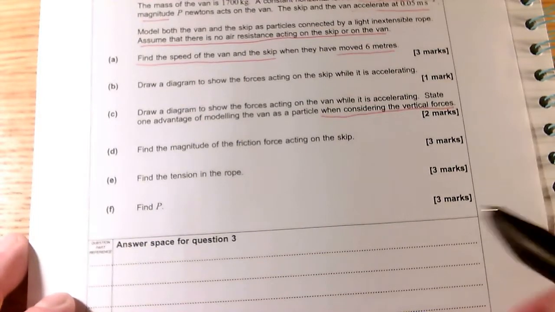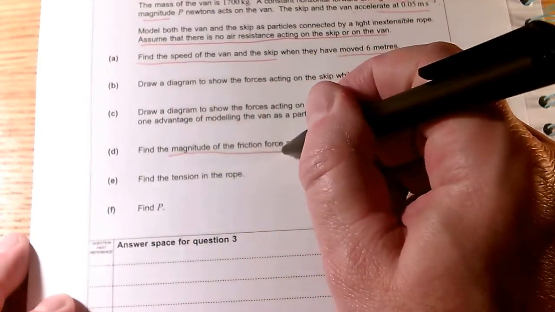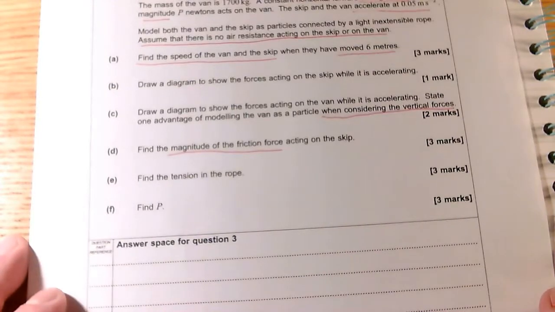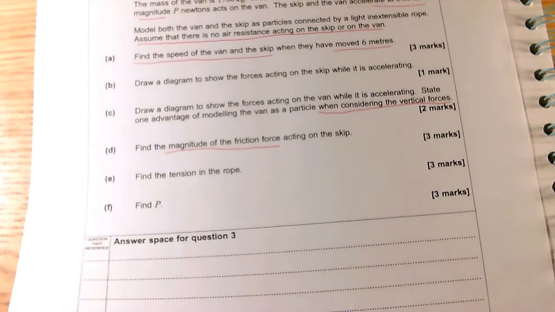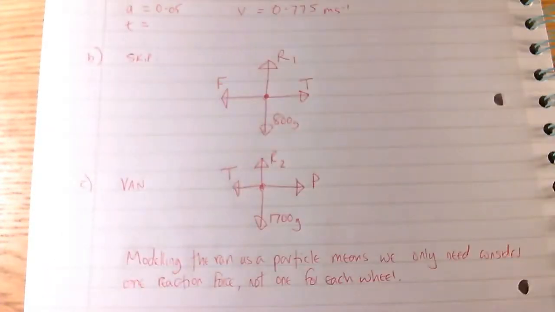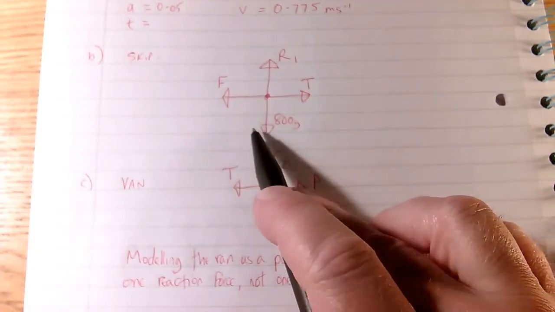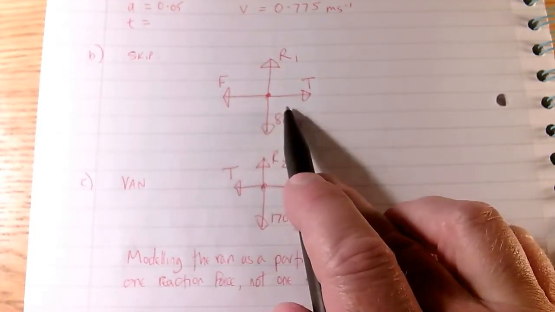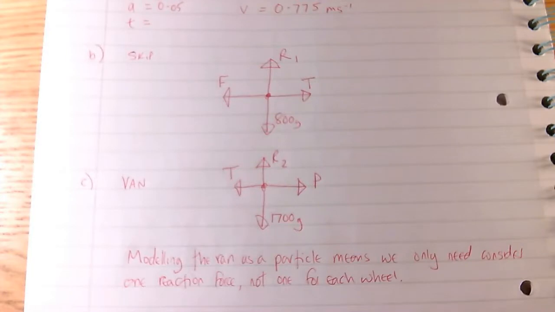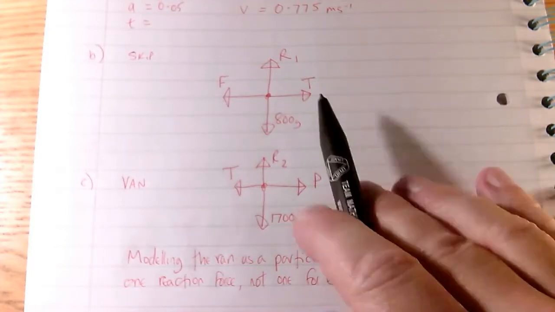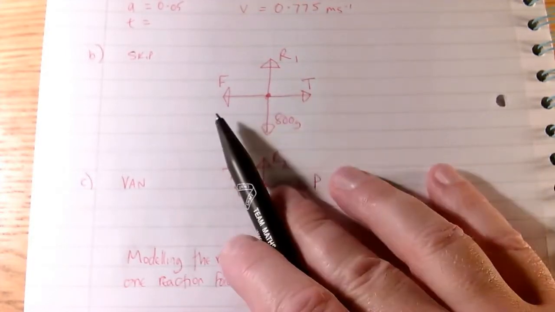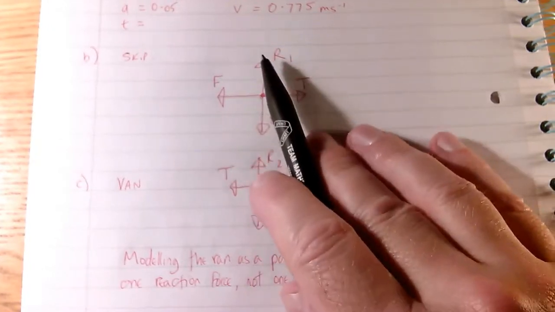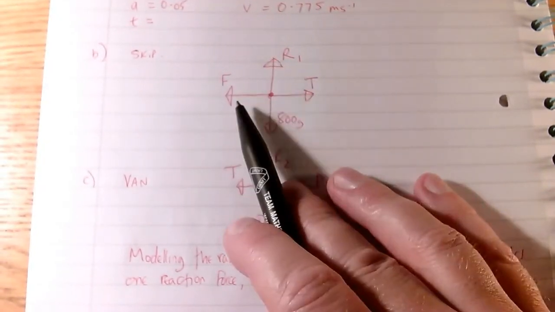Okay, now we've got to find the magnitude of the frictional force acting on the skip. Now what do I know about friction? Well, I've got my force diagrams. That will tell me one thing. Or will it? Horizontally I can't relate F to T yet because that's going to be related to the acceleration. That's going to come later. I don't know T, so that doesn't help me find F. But vertically I can find R1. Will that help find friction?